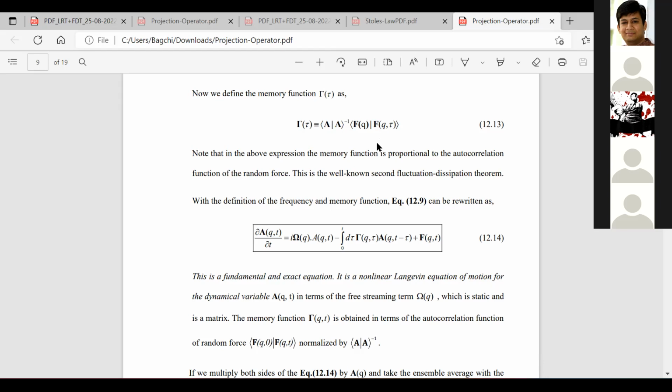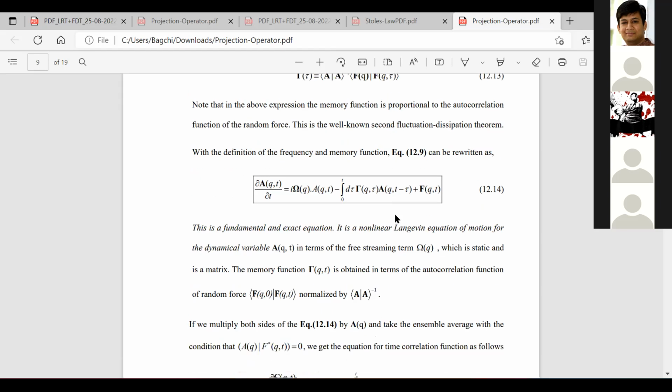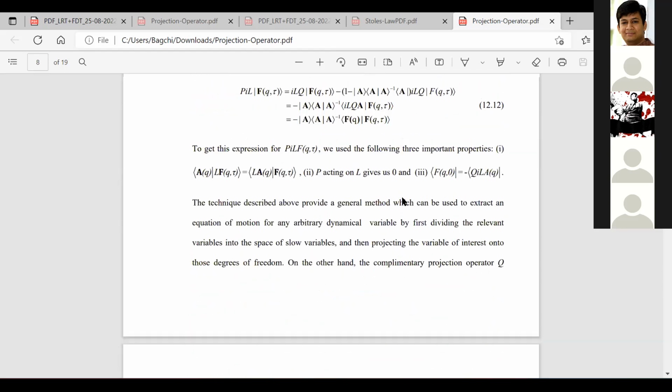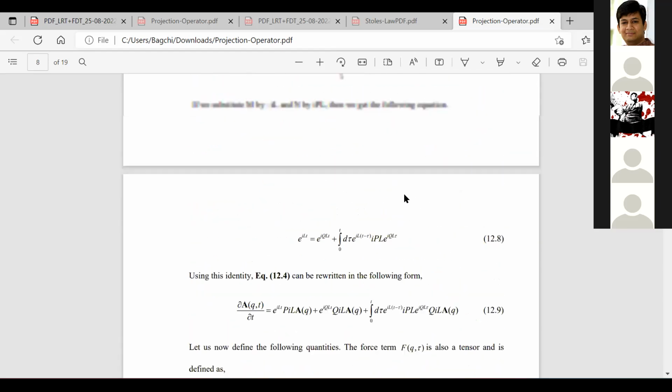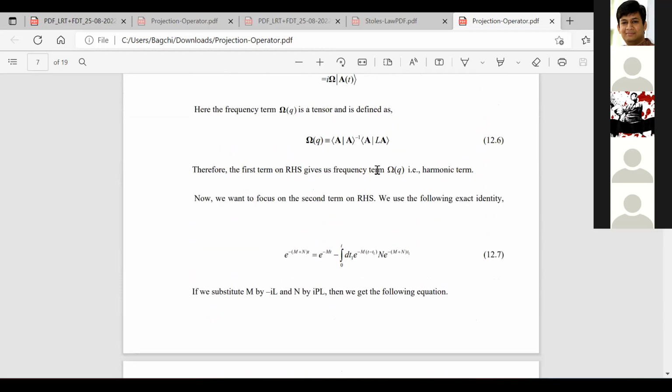So Zwanzig derived it formally by asking, what is my friction? How is the friction exactly defined? Friction is exactly defined in terms of forces which are in the orthogonal direction. So let us do, if I can do this little bit in the small thing. Okay, first term.